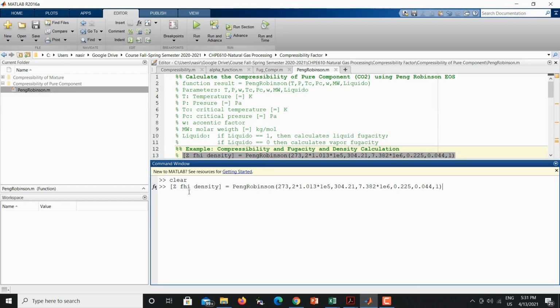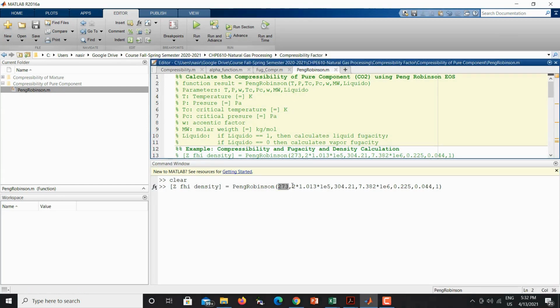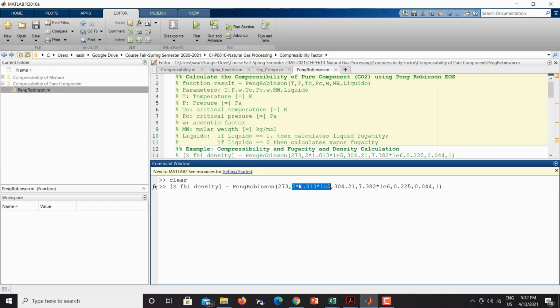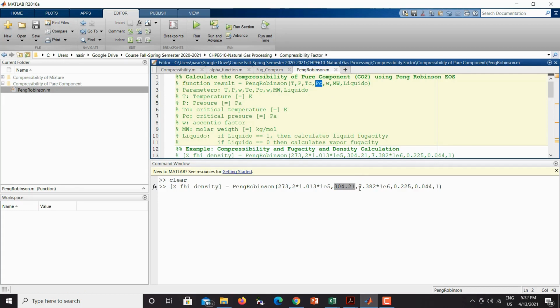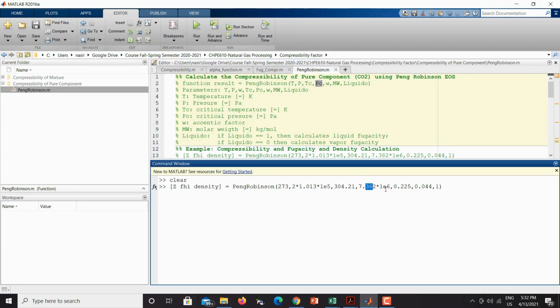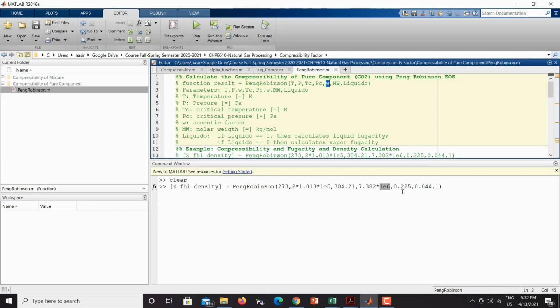Let me again talk about this function. This is the function name. It will take in some information: the temperature and the pressure. The pressure is mentioned in Pascal, so this is just a conversion of bar into Pascal. Then we need the critical temperature of carbon dioxide, which is 304.21. Then the critical pressure of carbon dioxide in Pascal is 7.382 times 10 to the power 6, which is just a conversion of megapascal to Pascal. Similarly, we need the eccentric factor of carbon dioxide, which is 0.225.